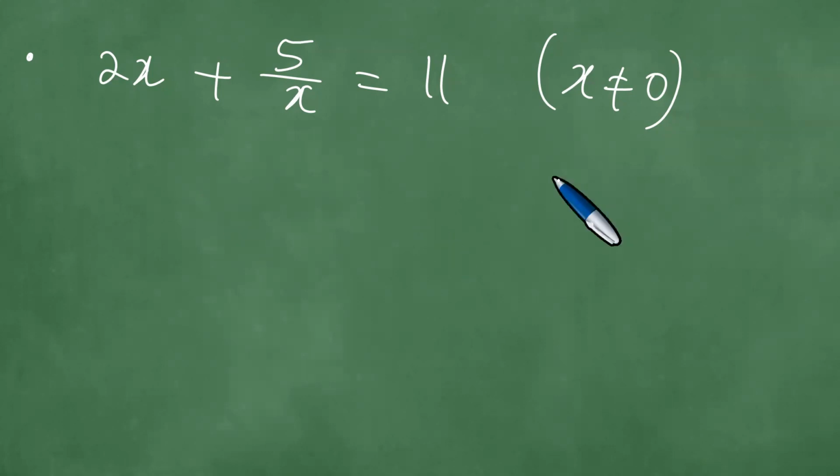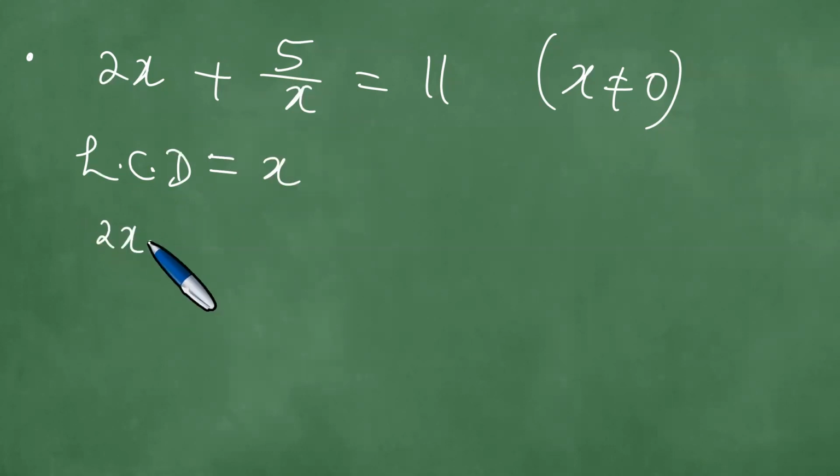Okay, we consider the LCD. The denominator is only x, so the lowest common denominator is x. And we multiply each of the terms by the lowest common denominator. We take 2x multiplied by x. We have 5 over x, we multiply by x.